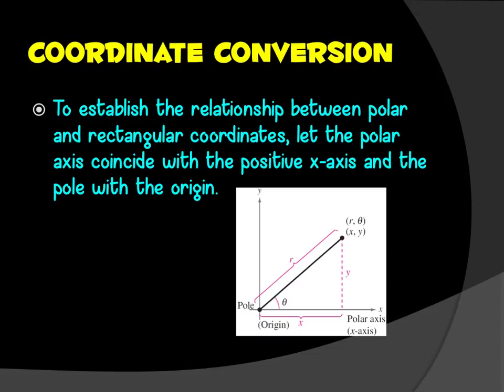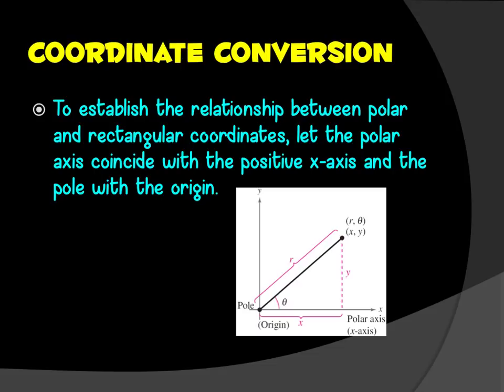All right, coordinate conversion. So now we're going to figure out how to go from rectangular to polar or polar to rectangular. Rectangular is your typical x and y. If I told you to plot 1, 3, you'd go to the right 1, up 3, plot a point. That's rectangular. Okay? So we're trying to figure out the overlap between them.